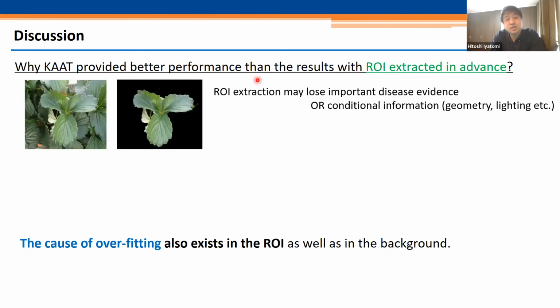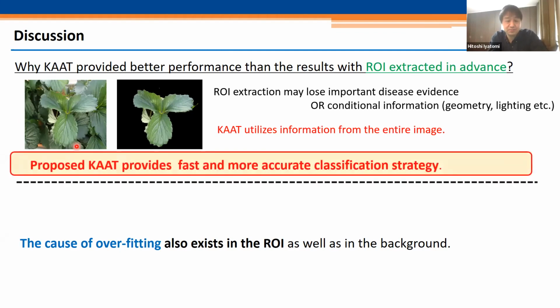And also, CAT provided better performance than ROI extraction in advance. ROI extraction may lose important surrounding information, such as lighting conditions or disease symptoms. So this may lower the discrimination performance, but CAT utilizes the entire information with ROI attention. That is why our proposed CAT showed better performance than ROI extraction in advance.